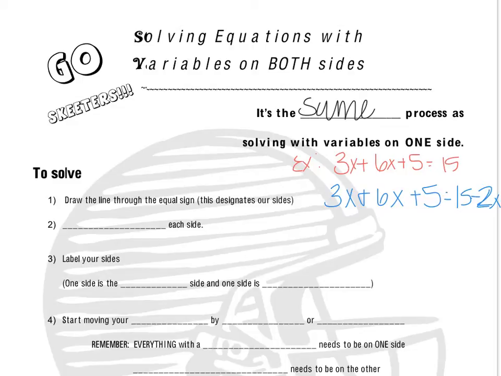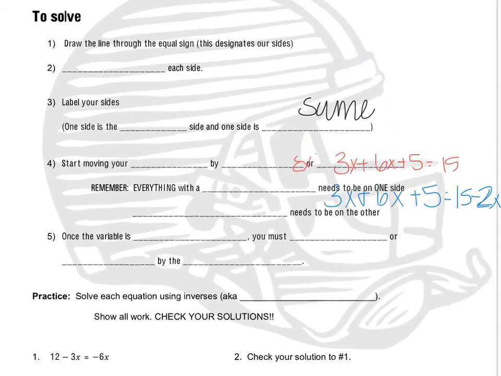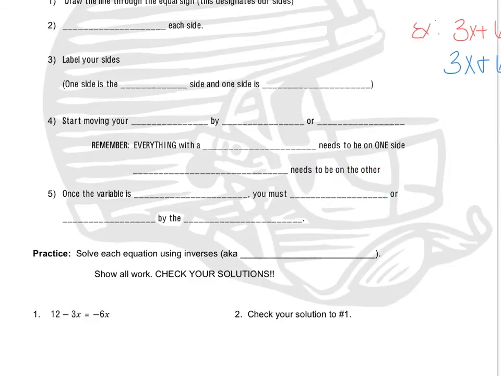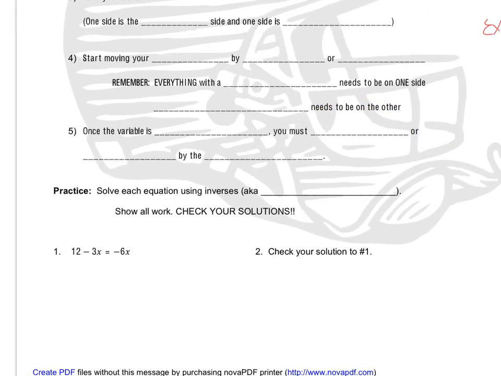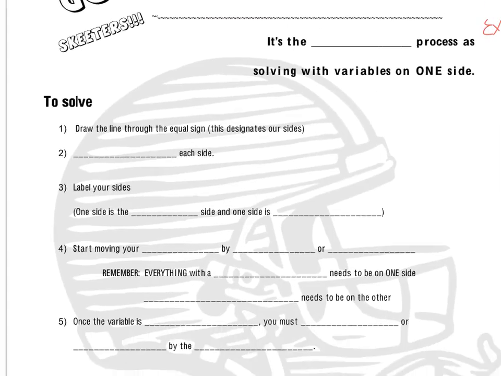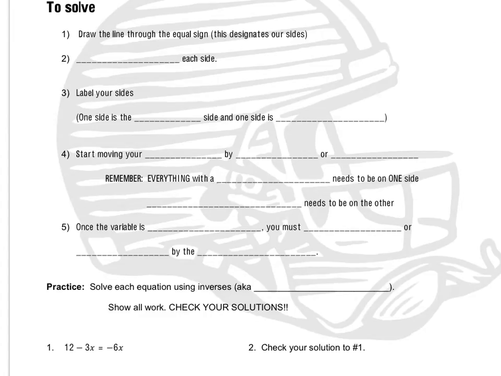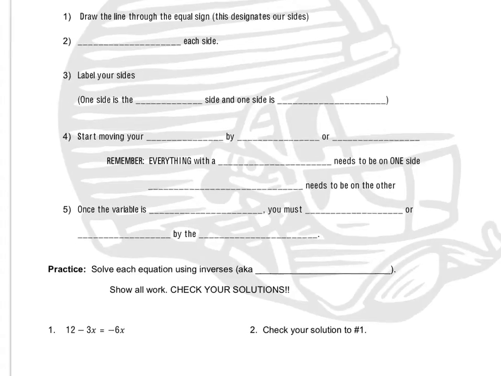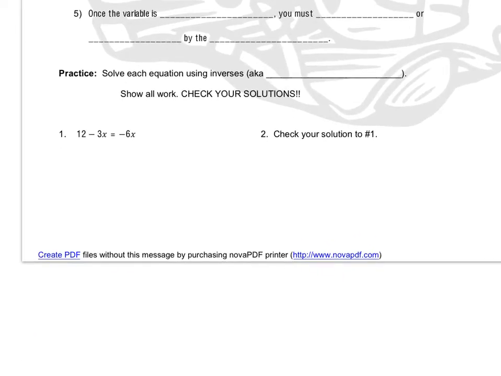And again, as I go through the steps like I did in class, I'm also going to work this problem down here below, problem 1. So our very first step is to draw the line through the equal sign, which designates our sides. So I'm going to go down here to problem 1 and draw my line through the equal sign.